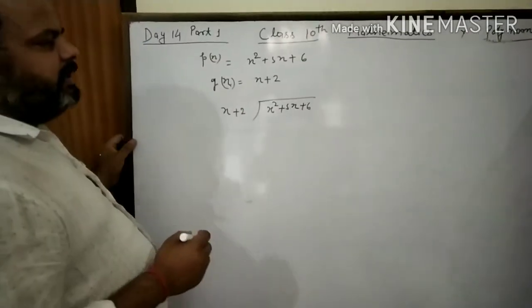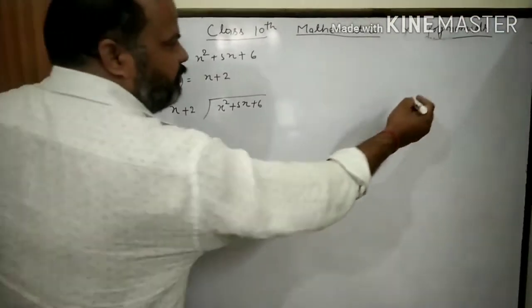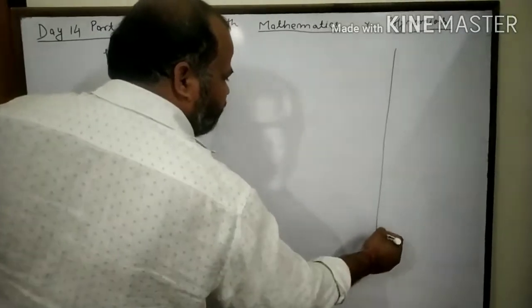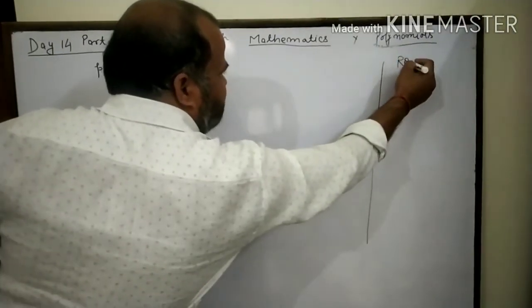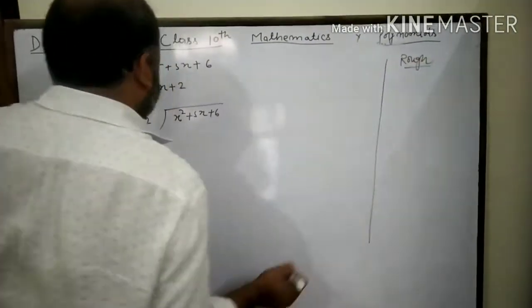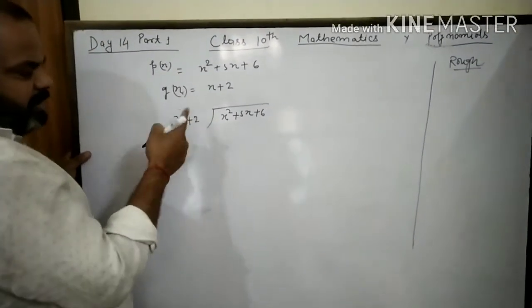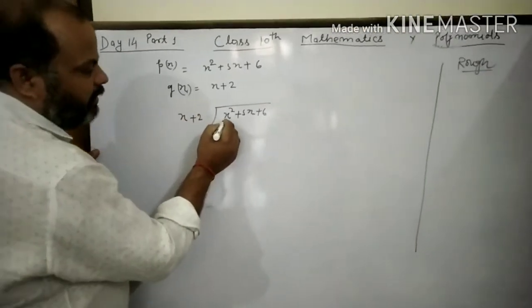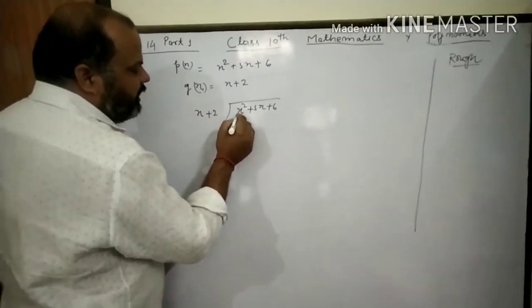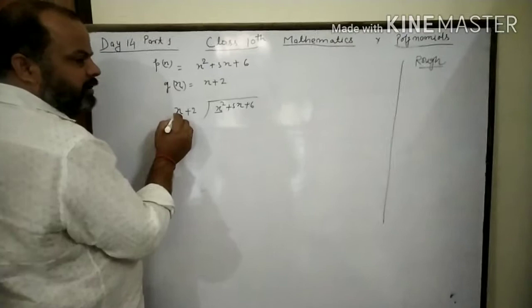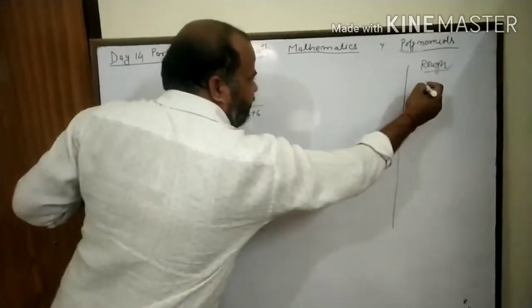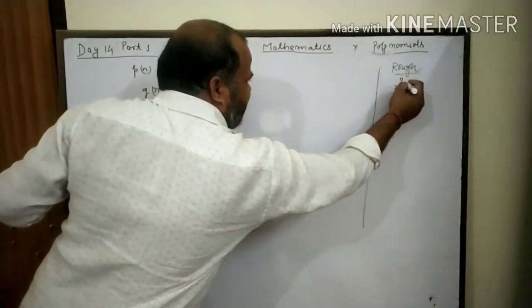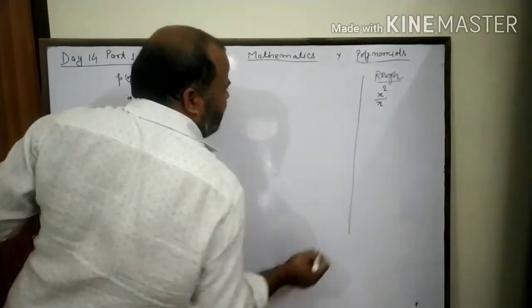If you want to divide it, first of all you can do it on rough. What can we do on rough? Because we don't know the table of x plus 2, we take the first term from the dividend and the first term from the divisor. Here the first term from the dividend is x square and the divisor is x.